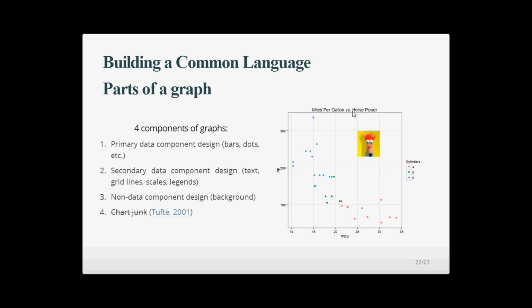Then you have the non-data component design. That's your background, and generally you don't think about that. You would if we had a black background here, though, as you would probably want much lighter writing in axes and such. And then the fourth component, which you really shouldn't see, is chart junk. In this visual at the right, we see a beaker. That's chart junk. It doesn't play any role in supporting or showing the data. It may catch your eye, but it distracts from the data. If you have something in your graphic that distracts from the data, you should get rid of it.